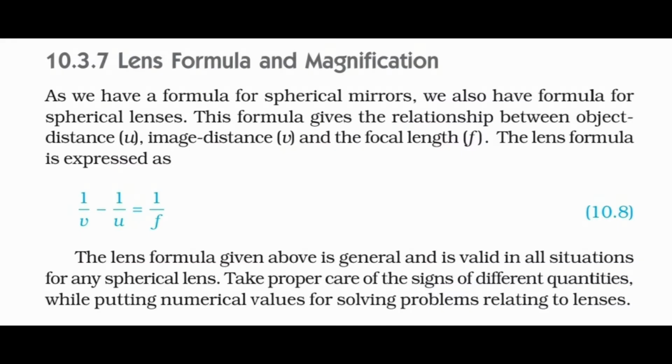Lens formula. It is a relationship between object distance u, image distance v and focal length of the lens. 1 over v minus 1 over u equals 1 over f. As we know from the sign convention, object distance is taken as negative and focal length of concave lens is negative. Rest depends upon the calculations.